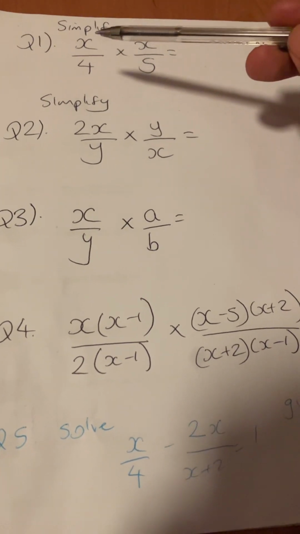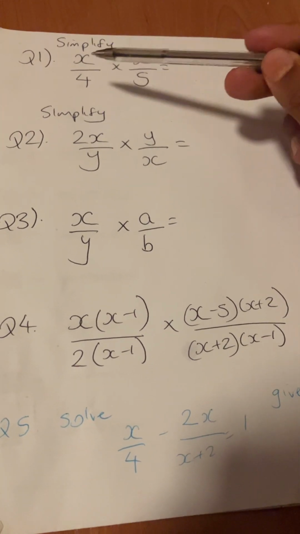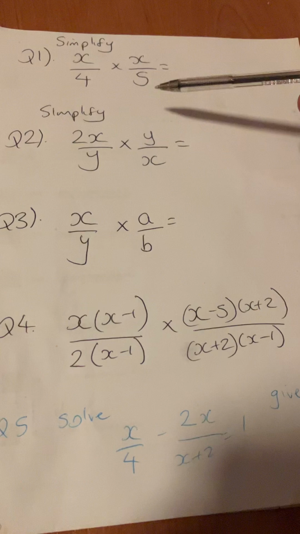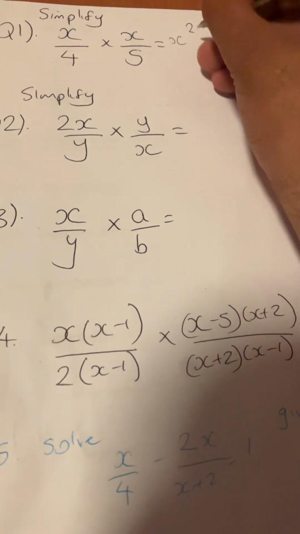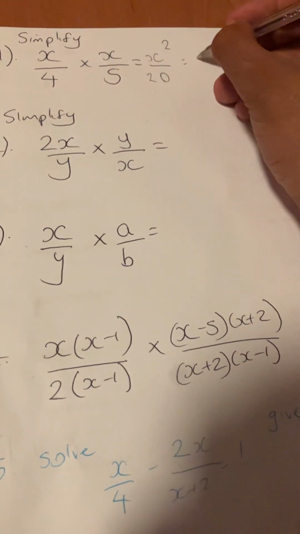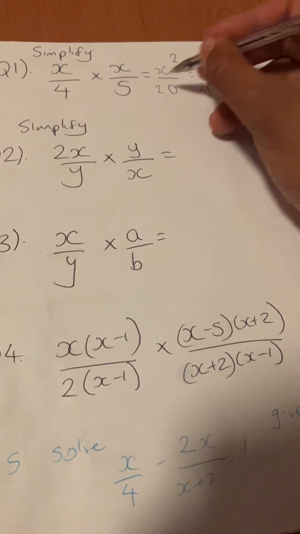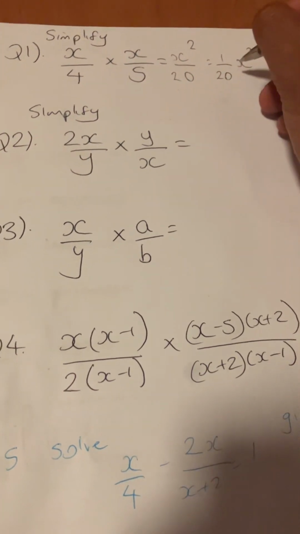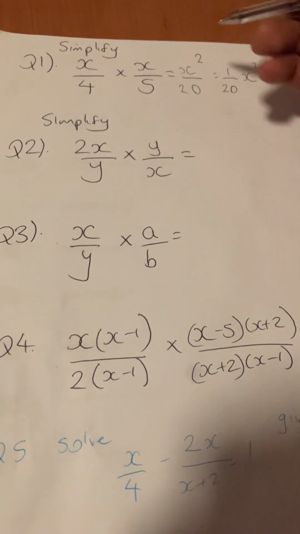Simplify x over 4 times x over 5. When I multiply fractions, I times the top numbers together and the bottom numbers together. x times x is equal to x squared, and then 4 times 5 is 20. So I get x squared over 20, or I can write it as a 20th x squared. Either way would obviously suffice. So I multiply the numerators together, multiply the denominators together, and simplify where possible.